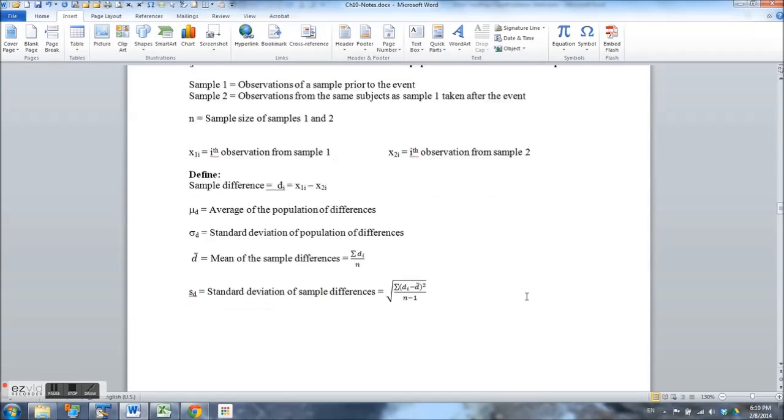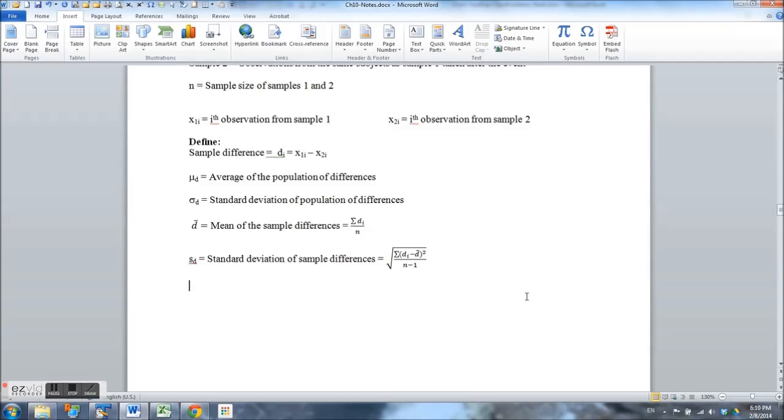So now we essentially have a single population case. Instead of x, we have d. So the confidence interval will be, instead of x bar, we have d bar, plus or minus the t table value times s sub d over square root of n, with degrees of freedom equal to n minus 1.